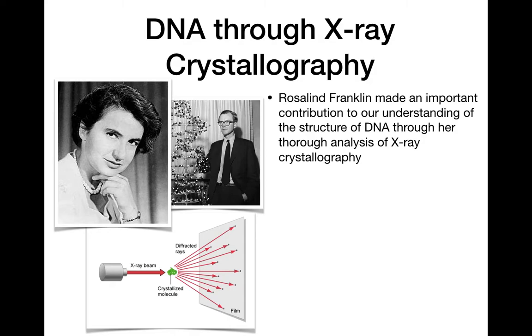So here you can see the crystallized molecule and the X-rays passing through. They would diffract onto some sort of film, kind of like how X-rays work today, where you can then see the image. This was a very tricky technique for the technology at the time. And Rosalind Franklin was one of the first people in her field to really master it.